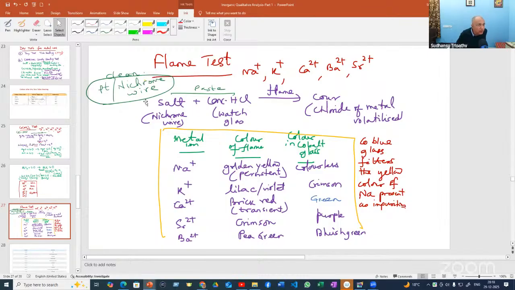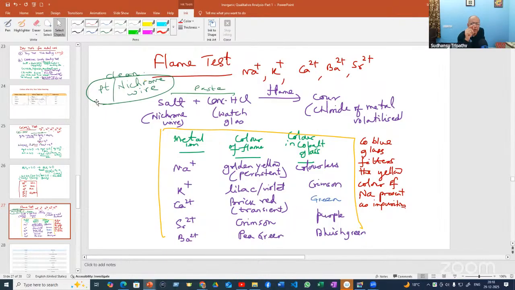For the salt, you first take a nichrome wire. In your book, platinum wire is recommended. Platinum wire is very costly, yes, but nichrome wire can do the job. Nichrome is a nickel-chromium alloy, so that is a cheap wire. You have a wire with a glass handle, and you make a loop at the top. You can also take platinum wire, no problem, and make a loop, but for the bead test you have to make a loop.